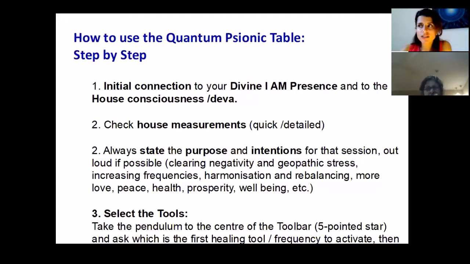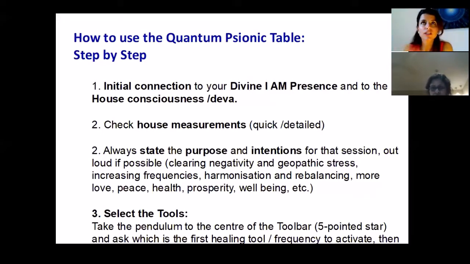Even if you're with a client, normally we can say out loud because people like to hear what you're intending to do. So you can say, I'd like to put this house back in divine order according to the law of love. I'd like to clear all negativity, all geopathic stress. We'd like to increase certain frequencies. So, if there is a very low emotional frequency or low spiritual frequency or low abundance or low joy, you can always ask to increase that.